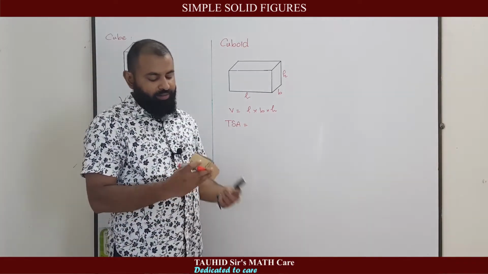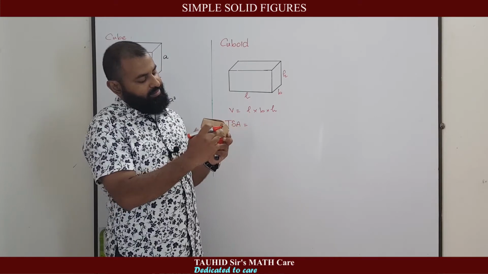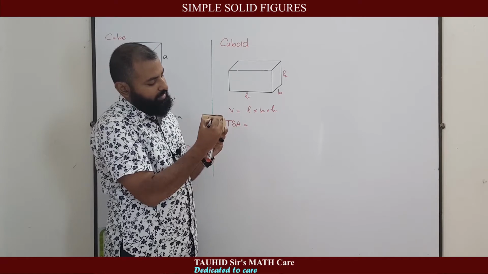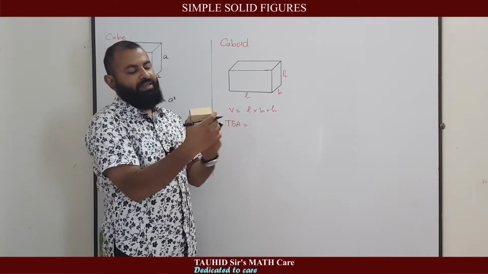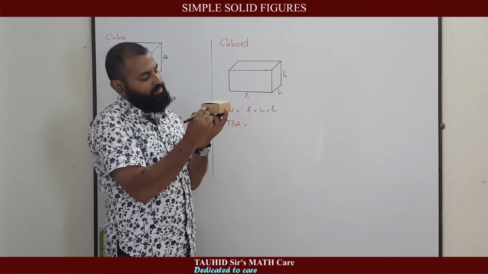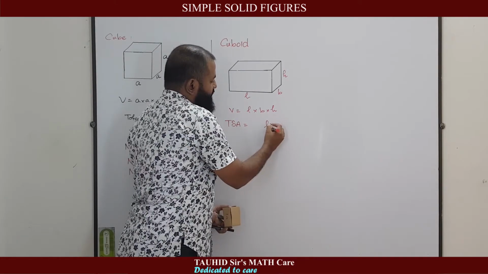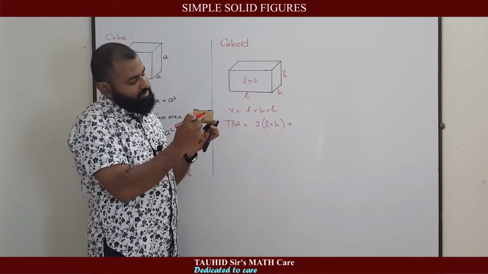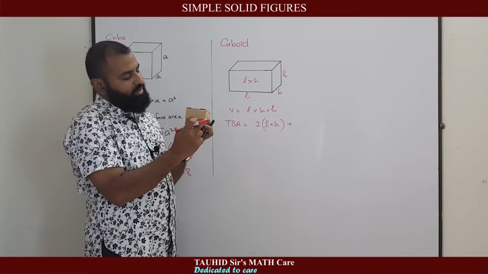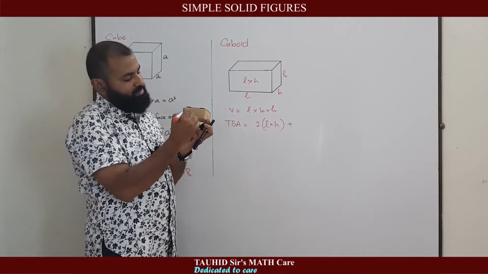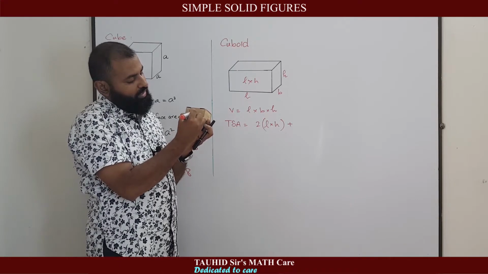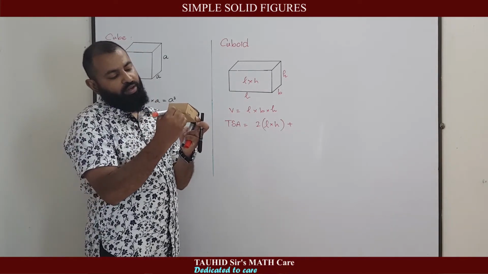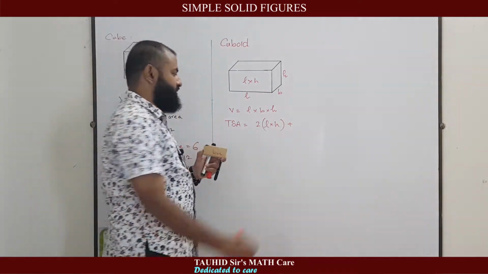We will calculate that. Notice here that this is length and this is height. So the area of this surface is length into height. This surface and the opposite surface have the same area, length into height, so we get 2 length into height. If this side is breadth and this side is height, then this surface is breadth into height, and this is also breadth into height. So we get 2 breadth into height.